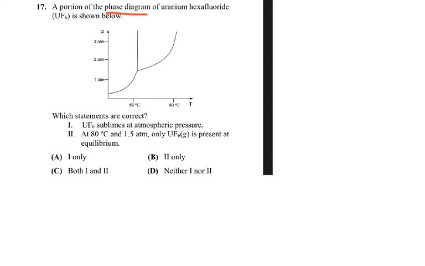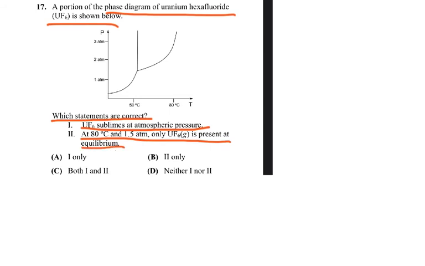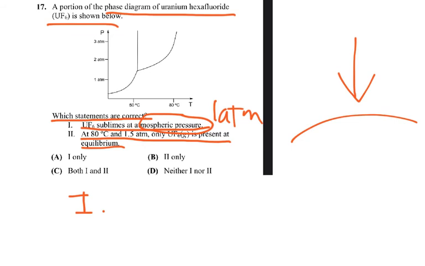So this is a phase diagram for uranium hexafluoride, UF6, and it says which statements are correct. 1: UF6 sublimes at atmospheric pressure. 2: At 80 degrees Celsius and 1.5 atm, only UF6 gas is present at equilibrium. So this is a chemistry Olympiad question, and it's designed to challenge us. So let's see if the first statement is true. UF6 sublimes at atmospheric pressure. Now, atmospheric pressure means at 1 atm, because that's the pressure that our atmosphere exerts.